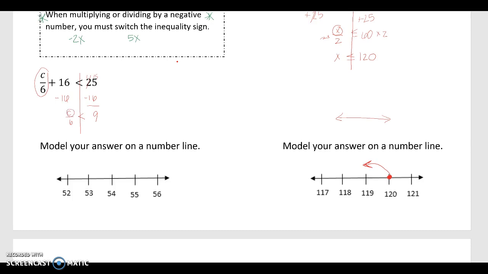I need to get c by itself. That's division, so I'm going to multiply by 6. So c is less than 54. And again, I divided by a positive number, so I didn't have to flip my sign. But here I have 54, and it's less than, it's not equal to, so it's an open circle, and I'm going to point this way.